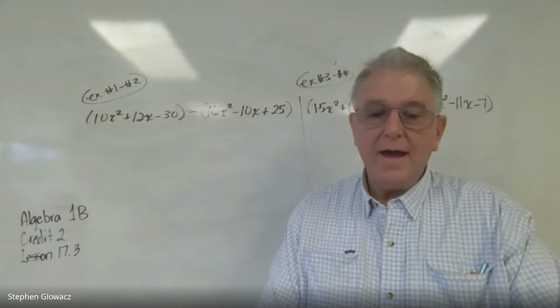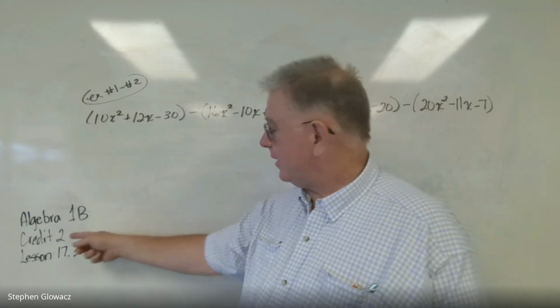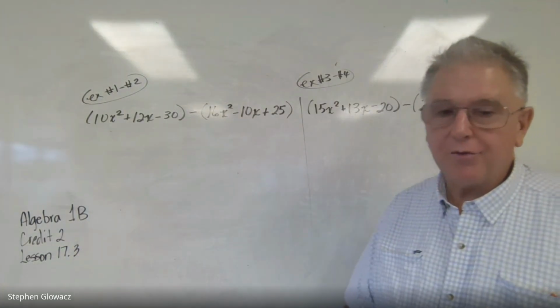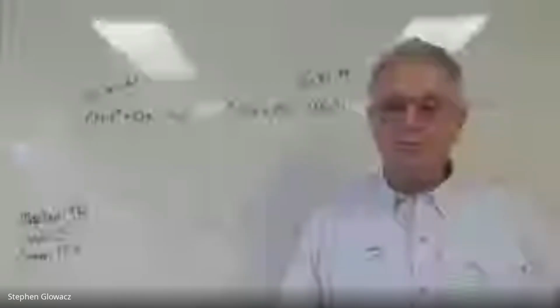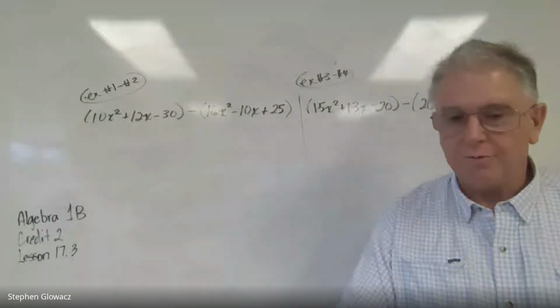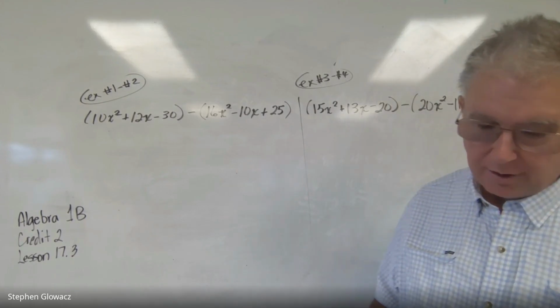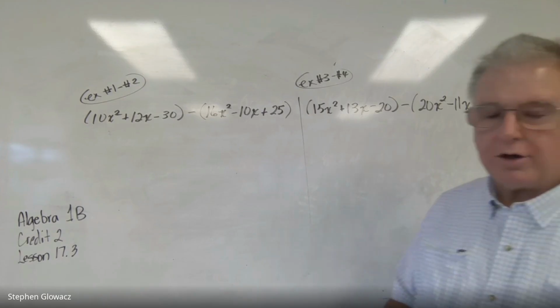These are the examples for Algebra 1B, Credit 2, Lesson 17.3. Lesson 17.3, we're going to be talking about subtracting polynomials. And so the question gets asked, well, how do we subtract polynomials? And kind of the short answer is we don't.